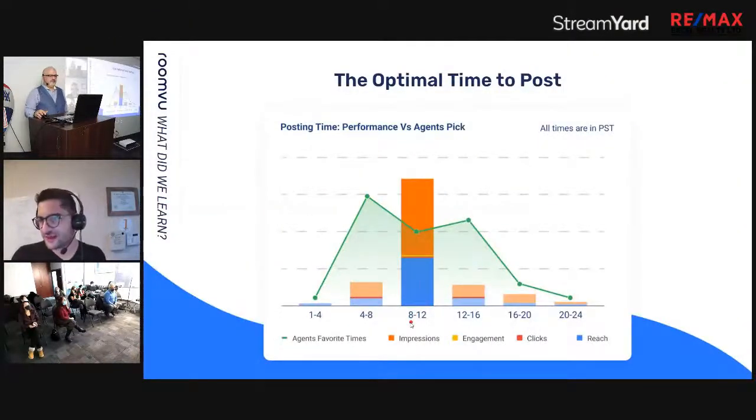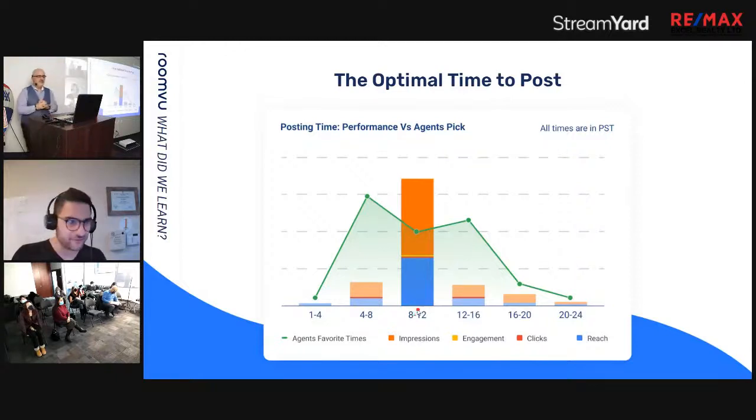Okay, so this is the golden hour. This is the interesting thing: performance of the posts versus agent preference. Agent preference is what the agents preferred the posts to be posted at. But the best performance is actually happening in the morning. You've got to post like 8 to 10 a.m. That's the optimal time for posting.